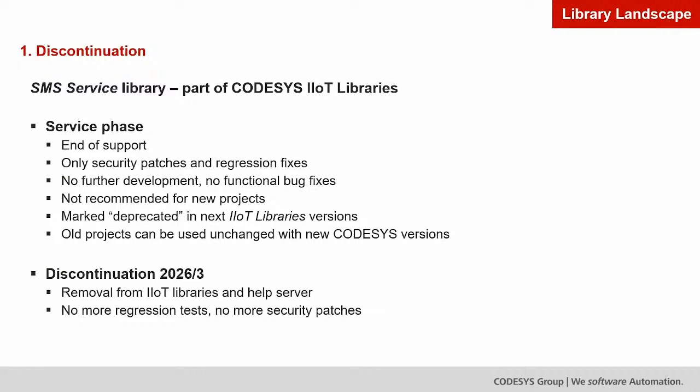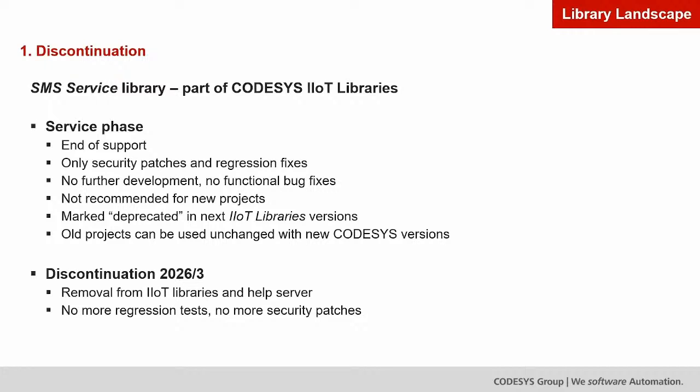Finally, about the library landscape. First, there's a discontinuation of the SMS service library, part of the CODESYS IoT libraries. It is in service phase now. This means end of support. There are only security patches and regression fixes. No further development, no functional bug fixes. It is not recommended anymore for new projects.